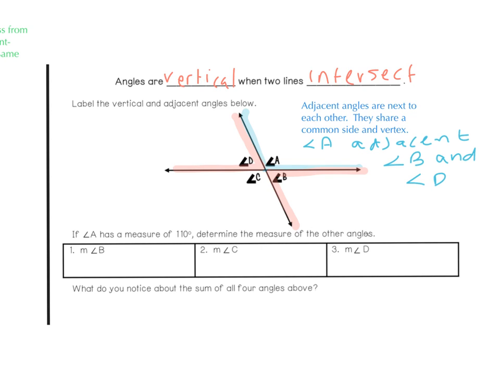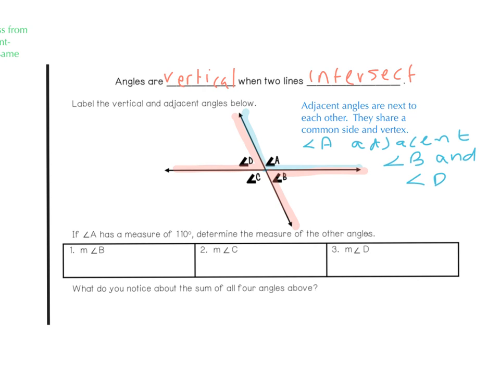You could also say that angle B is adjacent to C and A. They're next to each other. Angle C is adjacent to angle B and D. And angle D is adjacent to A and C. So again, they share a common side and vertex.